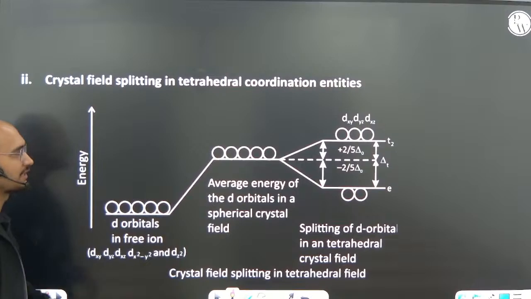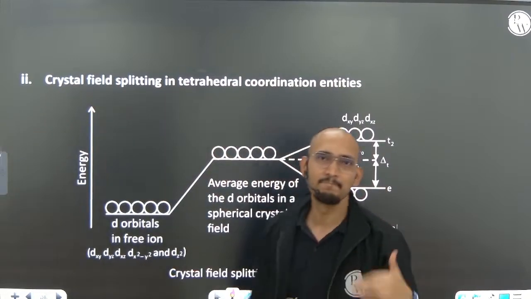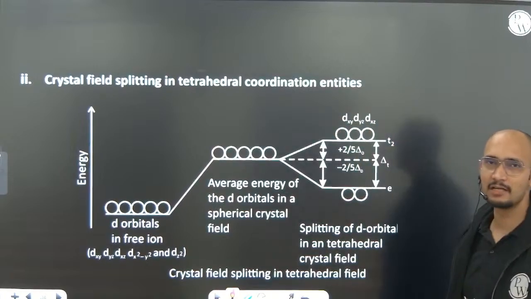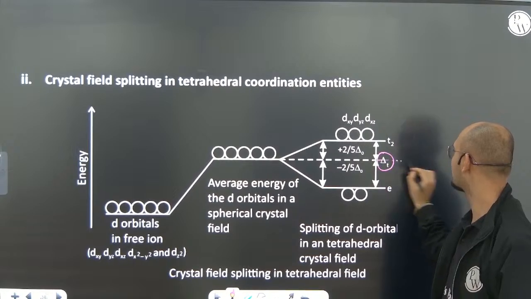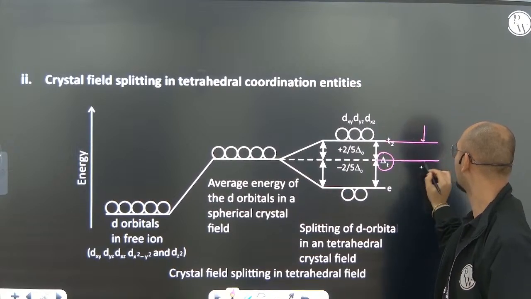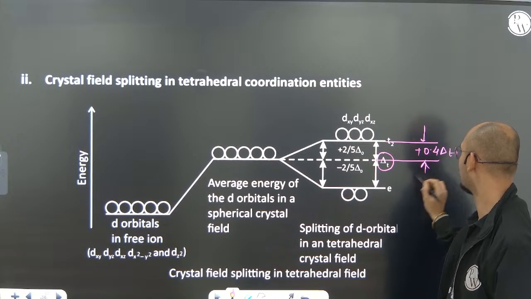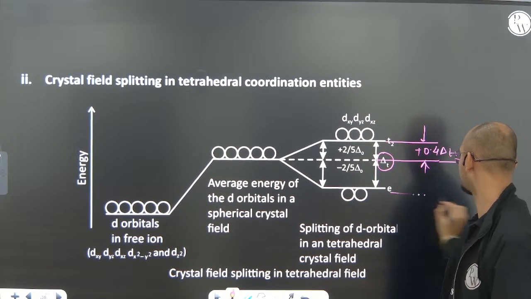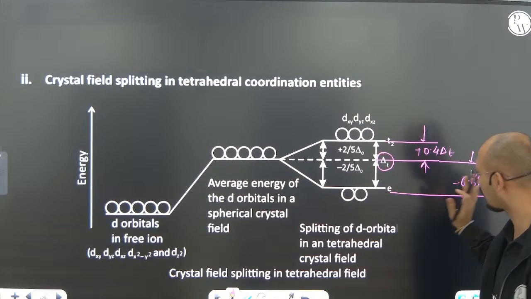We'll see if there is any question. Now in tetrahedral geometry, it breaks something like this. T2 will go up, E will come down, and this difference is delta T. This difference is plus 0.4 delta T, and this difference is minus 0.6 delta T. Any doubt? No doubt. I think it is all very clear.